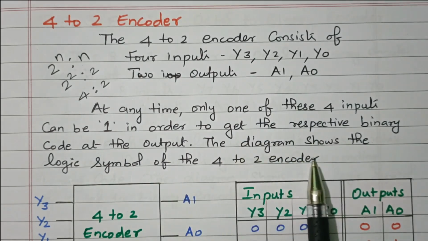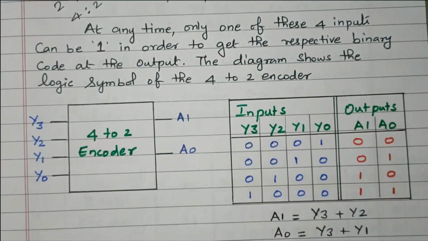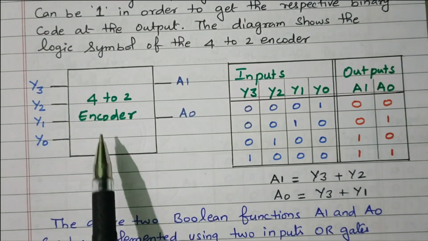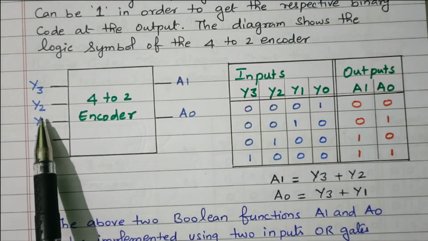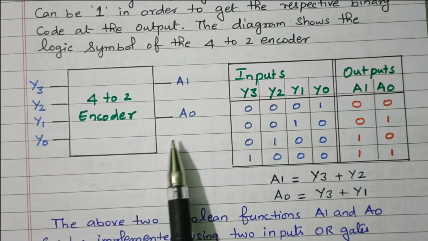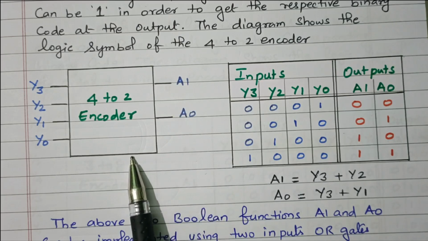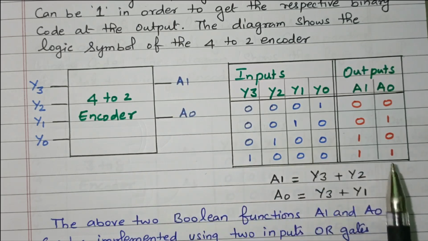The diagram shows the logic symbol of the 4 to 2 encoder. Now we'll see the logic diagram. We'll see the block diagram of the 4 to 2 encoder. So this 4 to 2 encoder has 4 inputs, y0, y1, y2 and y3, and 2 outputs, a0 and a1. Now we'll see how from 4 different inputs 2 outputs are produced.